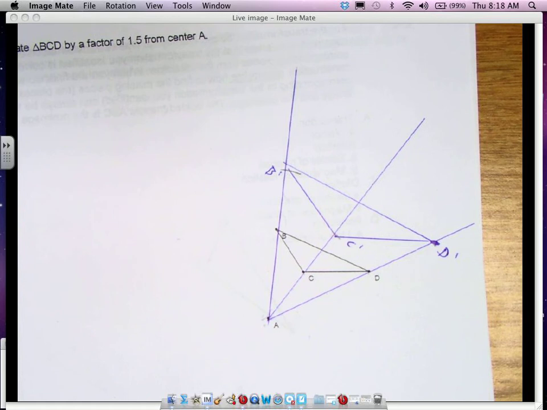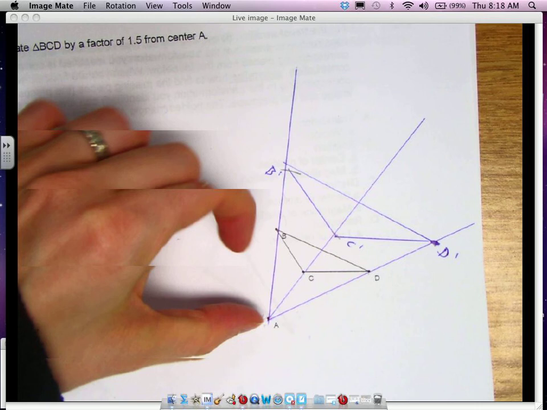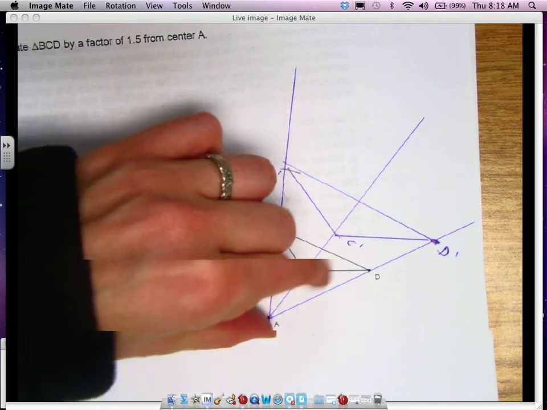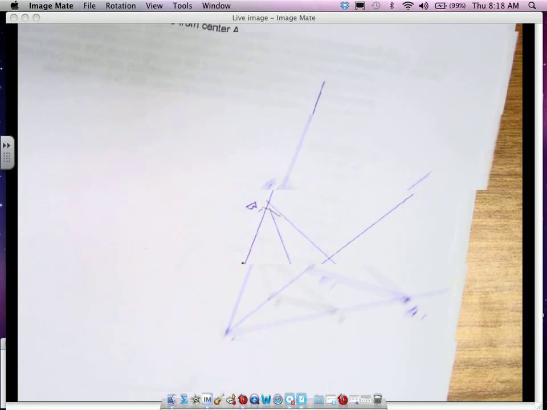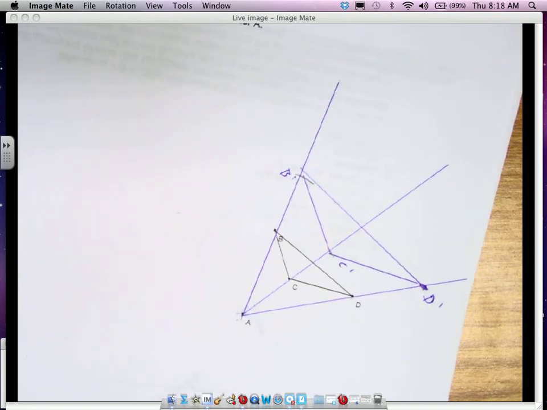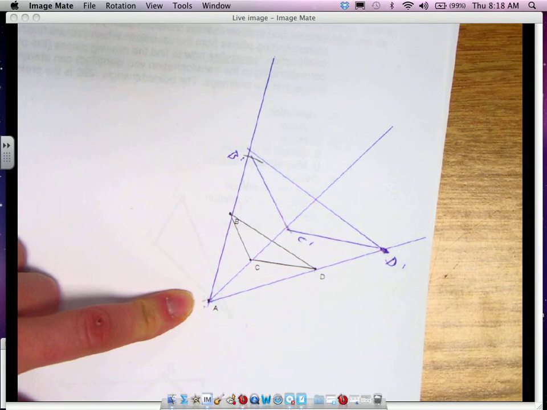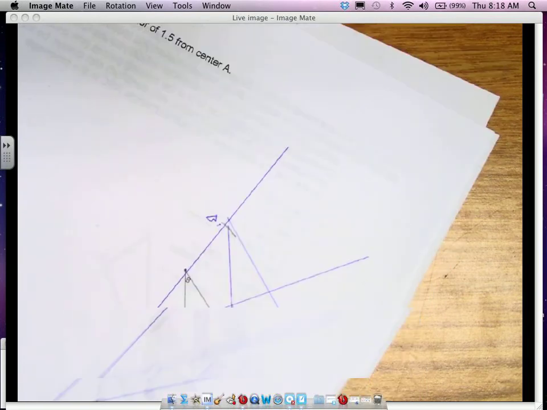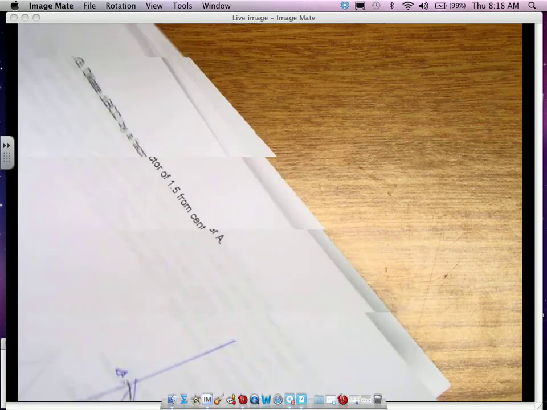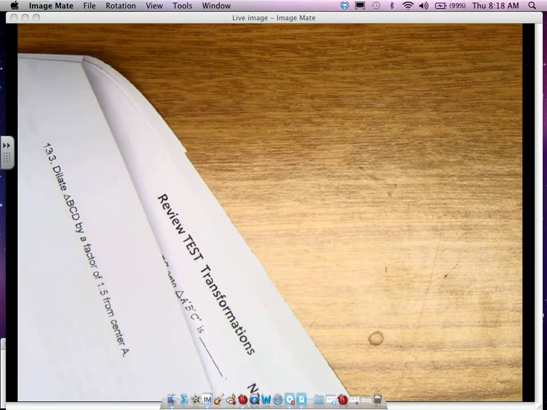Does that make sense? So it's always how far it is from A. So that's 1 1/2, 1 1/2, 1 1/2. Okay, so always put it on A. If it was negative, where would it be instead? On the bottom. Yeah. Yes. All right, next.